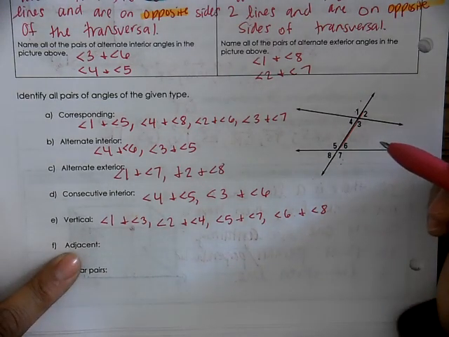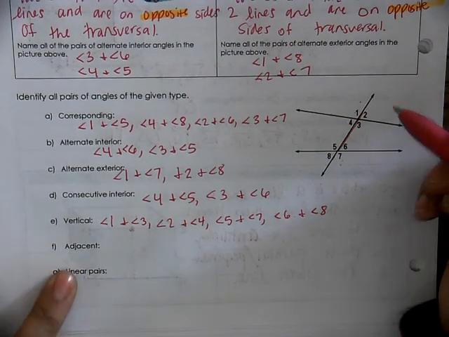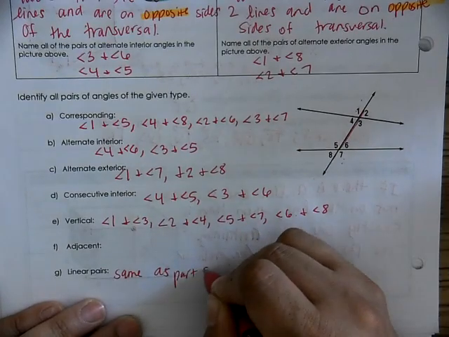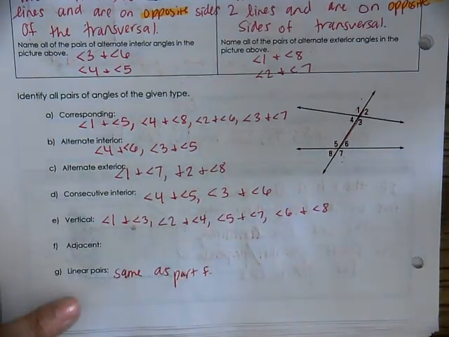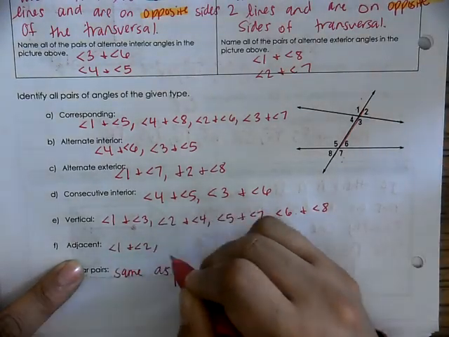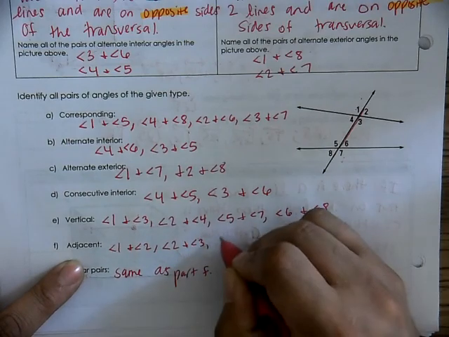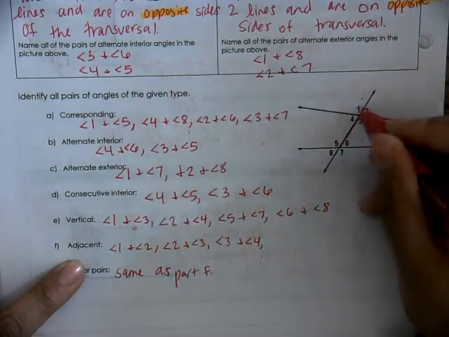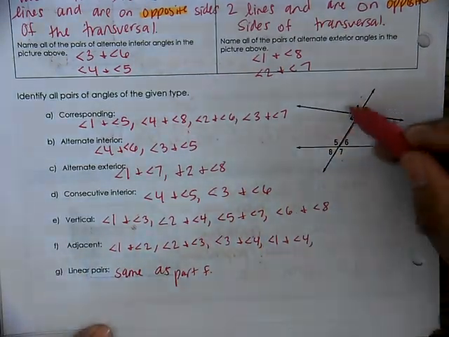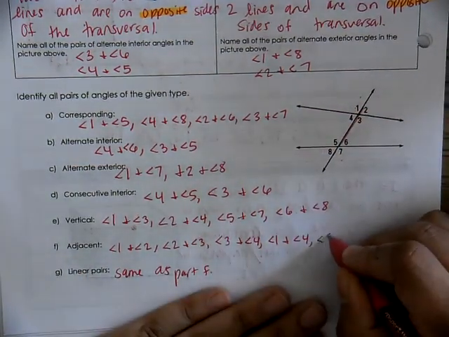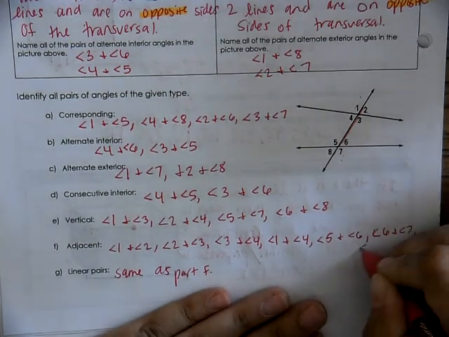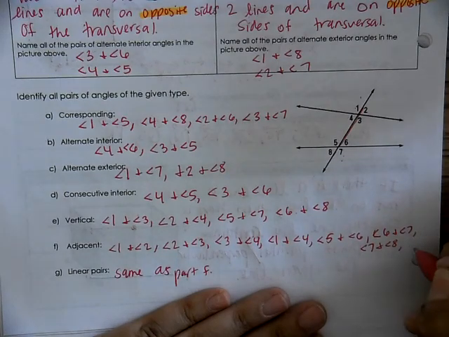All right, adjacent, there's a lot. Any of the 2 that are next to each other, but the nice thing is linear pair is the exact same as part F. You don't have to write them twice because adjacent is also linear. And so here are all of them, and I'll finish up right here. 1 and 2, 2 and 3, 3 and 4. Just kind of going all the way around, even 1 and 4, and then go do the same thing down here. We have 5 and 6, 6 and 7, 7 and 8, and finally 5 and 8.